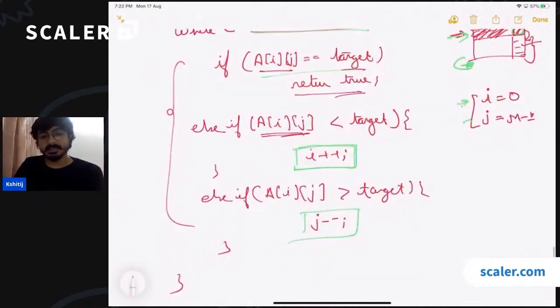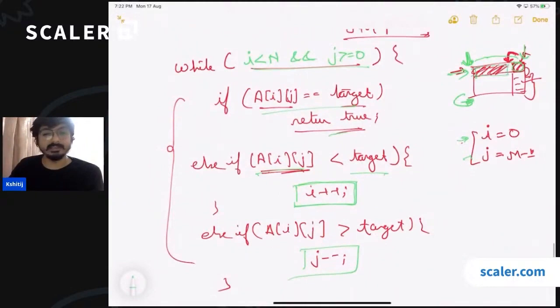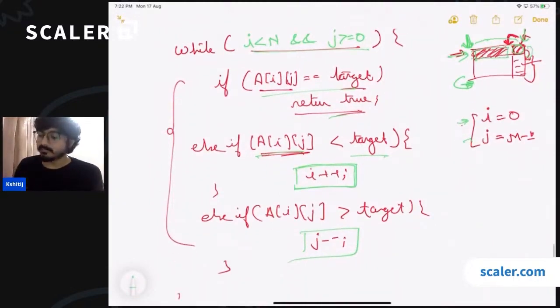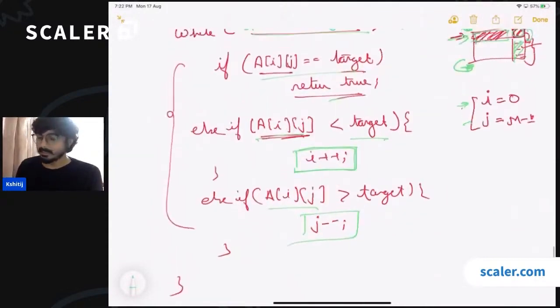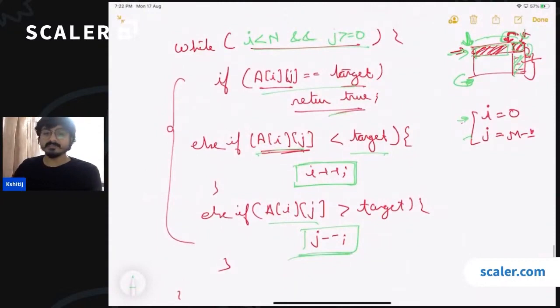And if you find the target, it's good, return true. If this current element is less than the target, all the elements of the first row will also be less than the target. So ignore them, move to the next row. If this element is greater than the target, then all the elements of this column will also be greater than the target. So ignore them, move to the previous column. Okay, and we search the element.